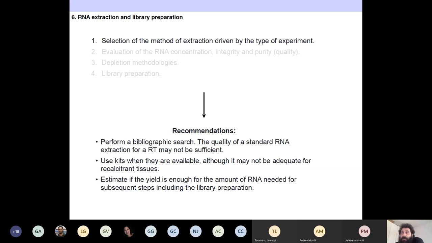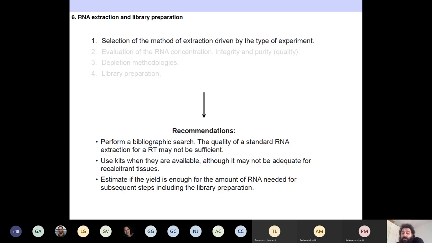Use kits when they're available. I always recommend kits rather than an in-house method because they're more reliable. But sometimes they might not be adequate for some recalcitrant tissues. So sometimes when you are trying to extract RNA, for example, from bark or from some archaeological remains, it may not work.